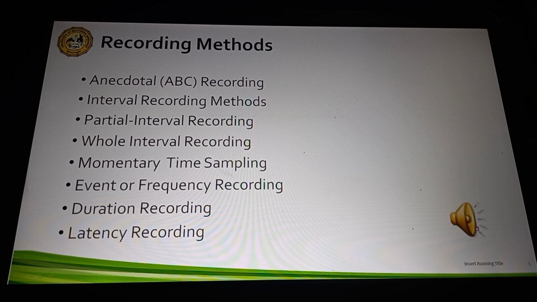Now for the third variation, we have the momentary time sampling. Now this is the second major type of interval recording. In time sampling, the process begins with the observer determining the size of the interval desired.